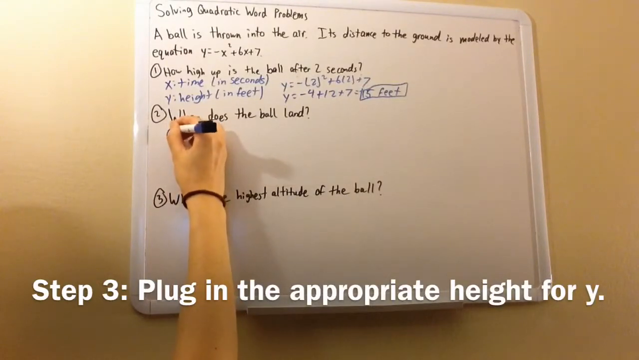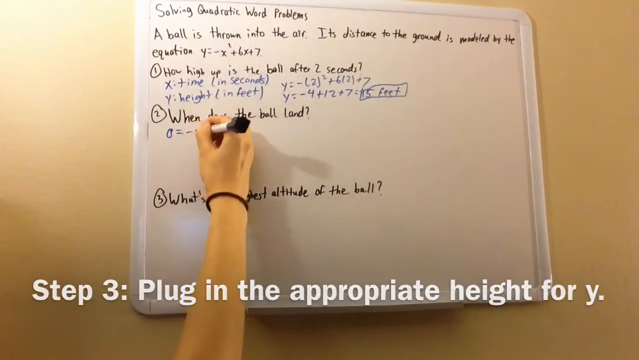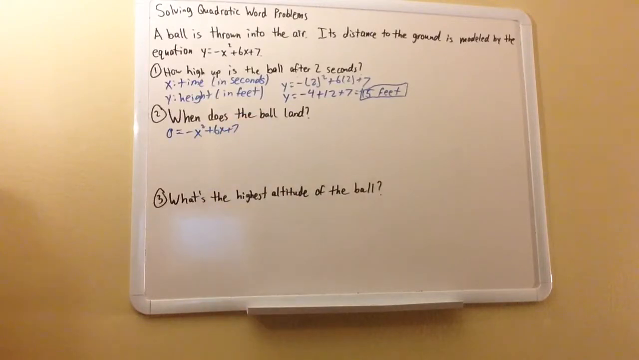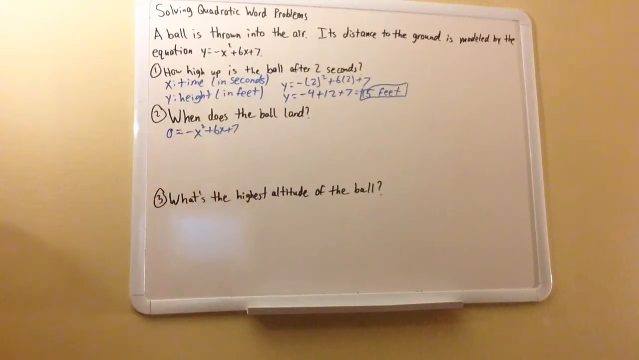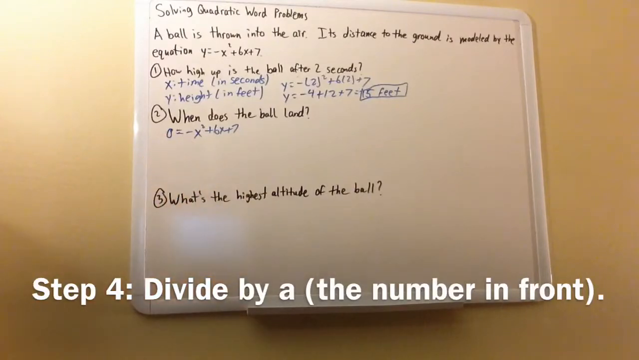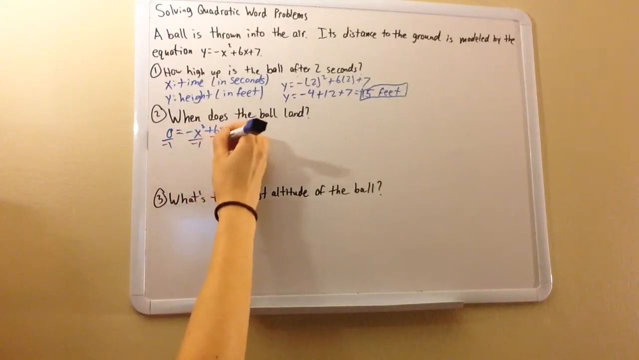So 0 equals, and it's this equation, the same equation right here that we're using. So negative x squared plus 6x plus 7. And this is almost completely set up for solving by factoring. The only thing that we haven't really done yet is, well, we need to get this x squared by itself. We're going to divide by negative 1 to do that. If this was a 2 in front, I would divide everything by 2. So I'm dividing every single part by negative 1 here.